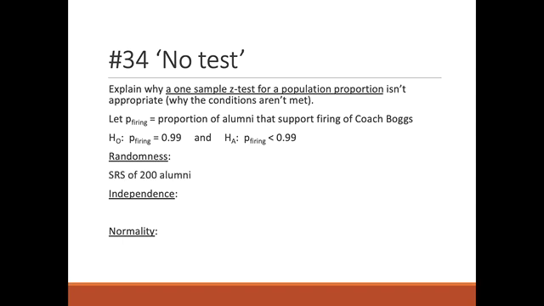We took a simple random sample of 200 alumni. So in this situation, independence is met. 10 times 200 is 2,000, and that's certainly less than or equal to the 15,000, which is the number of living alumni they claim. So the problem is the normality condition.